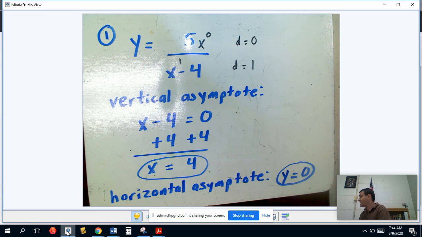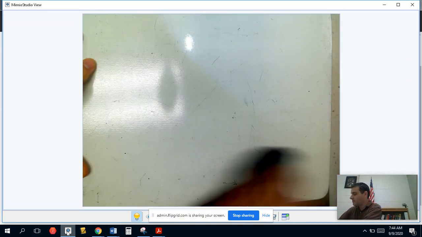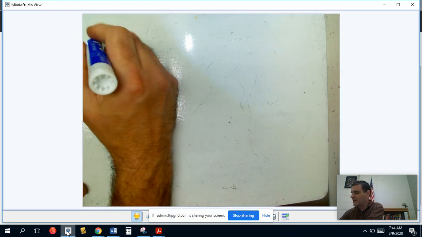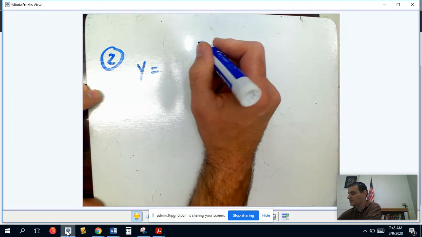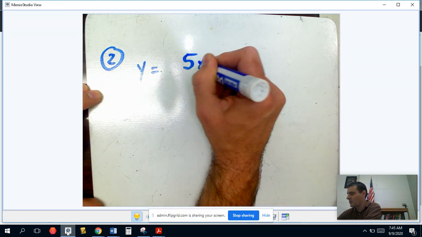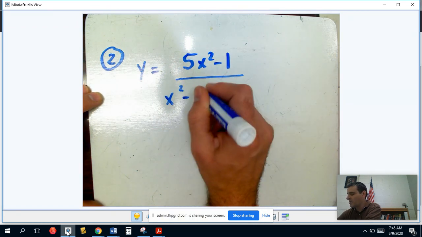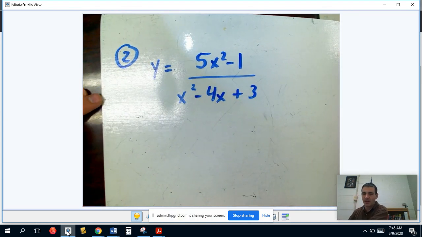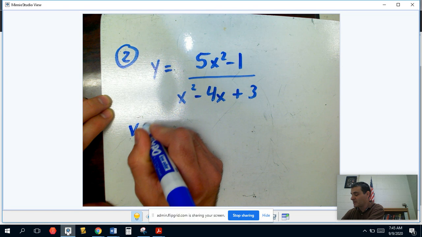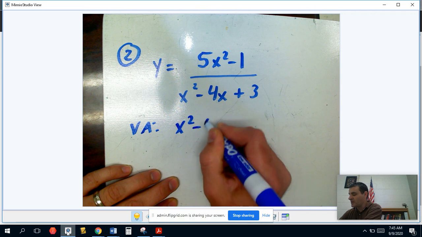All right, let's look at a second example. All right, so on the second example, let's say we have y equals 5x squared minus 1 divided by x squared minus 4x plus 3. This looks a little more complicated, but if you're used to solving quadratic equations, it's not a big deal. So for a vertical asymptote, I'll say VA here just for space sake. We want to set the bottom equal to 0. Remember, the top is irrelevant.